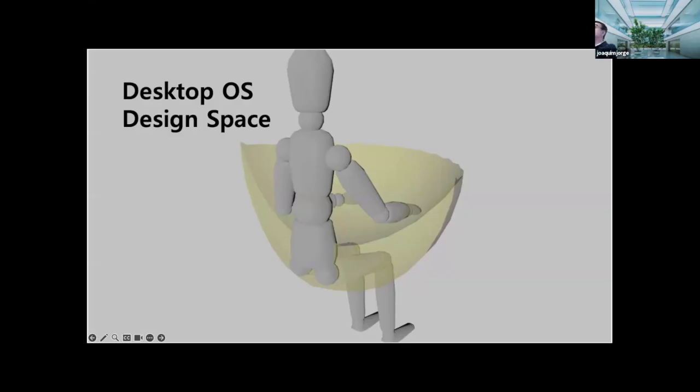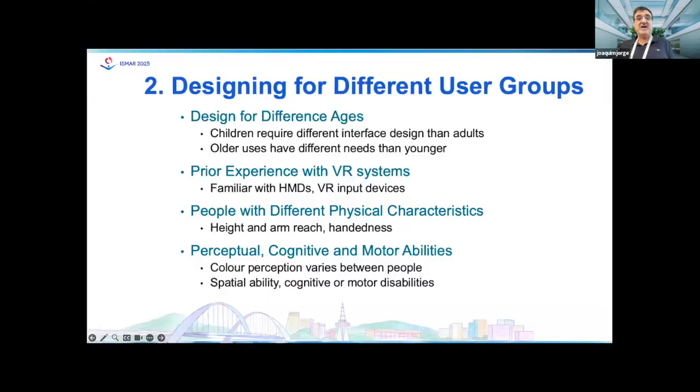You have a different range of motion, and there are places where you can put natural interactive content when sitting that are different from walking. And if you are walking, then you know that you should avoid obstacles and other considerations. So designing for different user groups is another important issue.